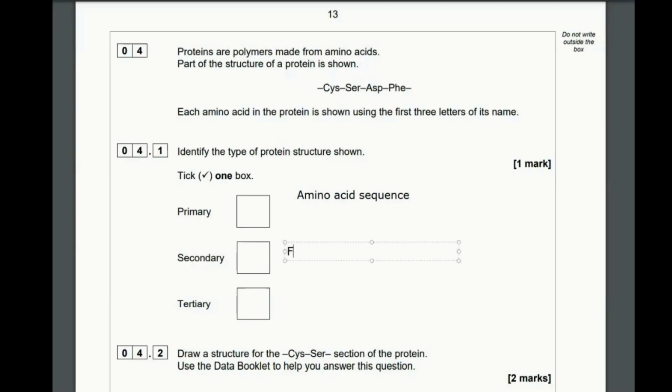The primary is the amino acid sequence. The secondary is the first level of folding. You've got beta pleated sheets or alpha helix. And then you've got the tertiary structure, or 3D structure. Okay, you can see there what we're shown is a linear line of amino acids. It is the amino acid sequence, the sequence or order of the different amino acids. And that's the first answer, the primary structure.